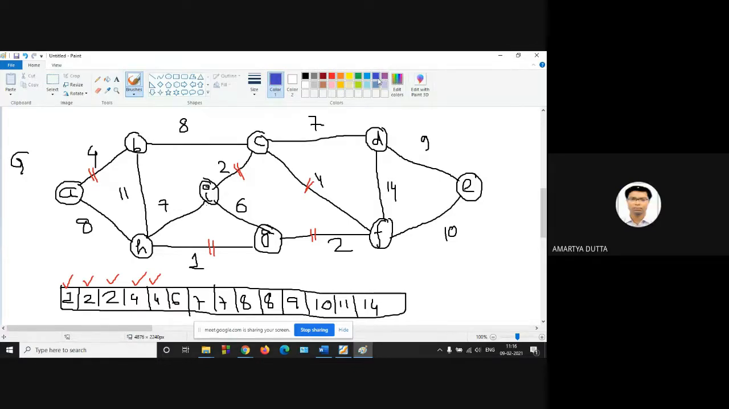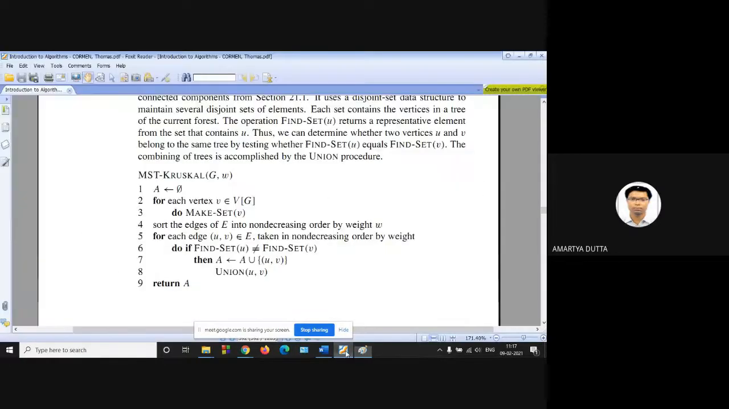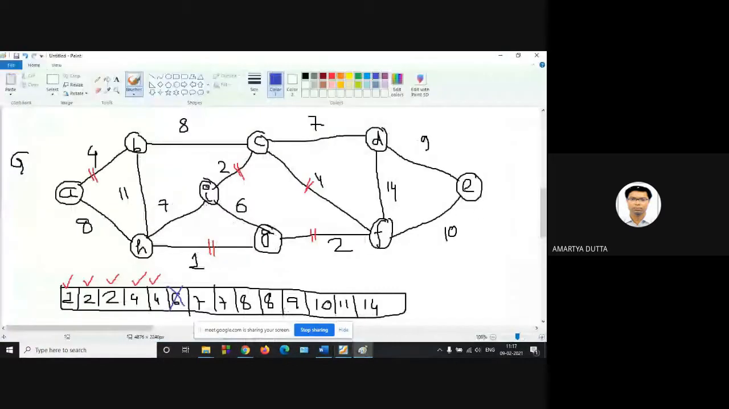Next 6. We cannot take I, 6. It will be a cycle. Yes, we can't take this 6 because this forms a cycle: C, I, G, F. Very good. That's why line number 6, if find set U is not equal to find set V, that is find set of I and find set of G.